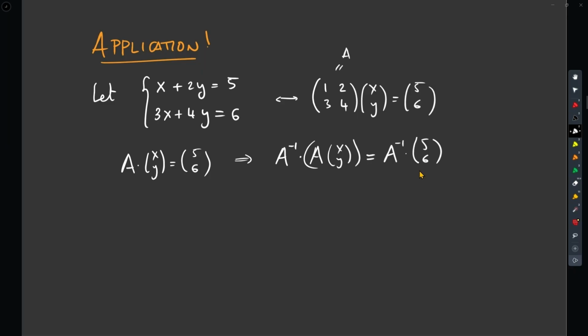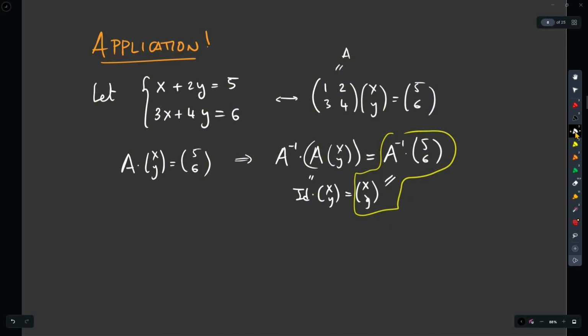And on the other hand, over here, this is the identity matrix times xy, which is just xy. And what this tells me is that the solution is given by the inverse matrix times 5, 6. So let's check that. This is telling me that I can simply find the solution by multiplying the inverse matrix times the vector 5, 6.